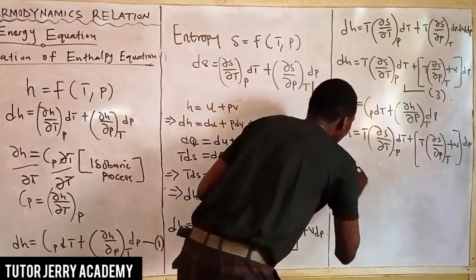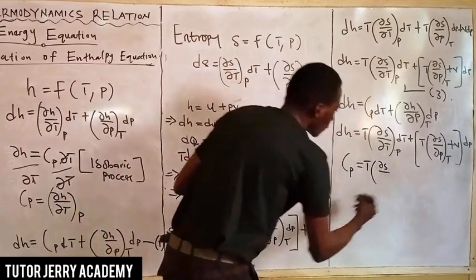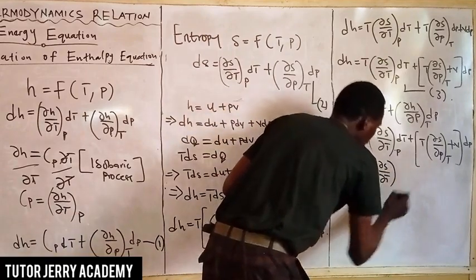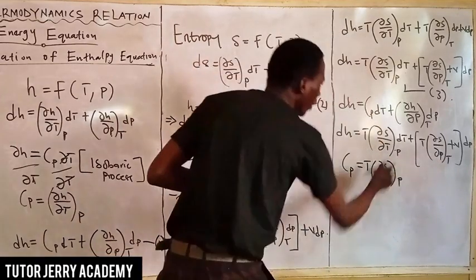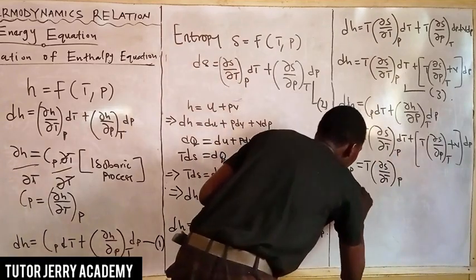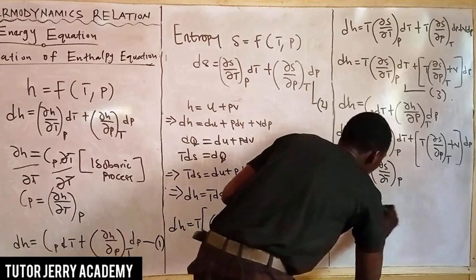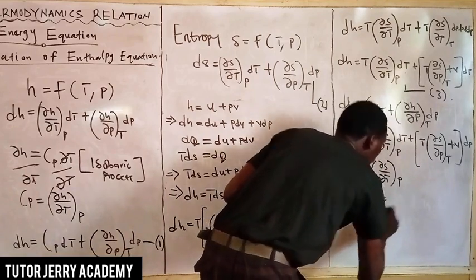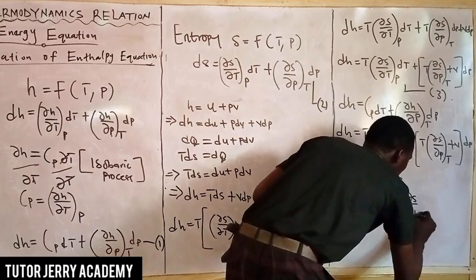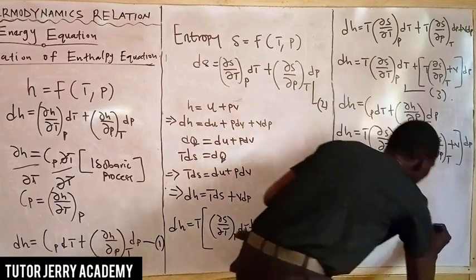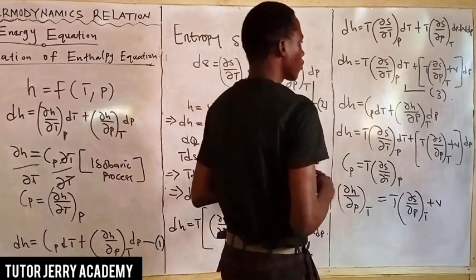We are going to have Cp equal to T into the bracket of the partial derivative of S over the partial derivative of T, keeping P constant. We do the same thing here: the partial derivative of H over the partial derivative of P, keeping T constant, equal to T into the bracket of the partial derivative of S over the partial derivative of P, keeping T constant, plus V. So this is what we have.